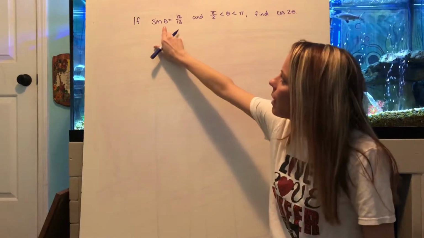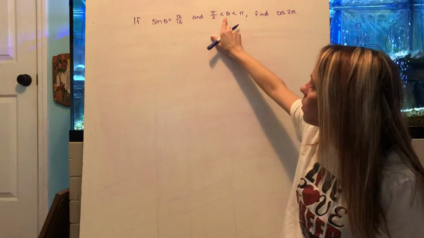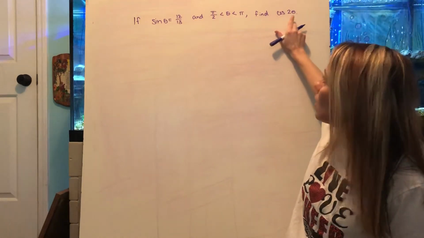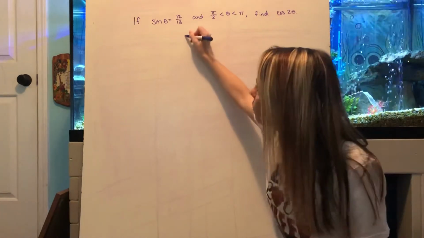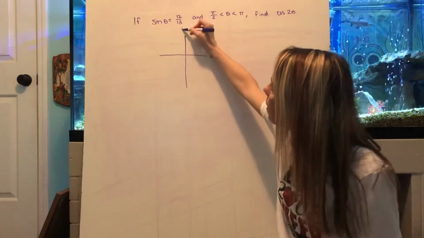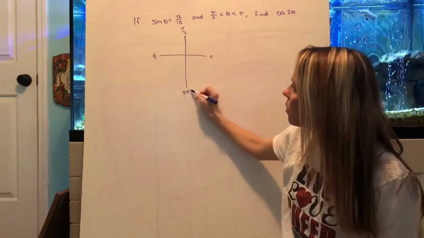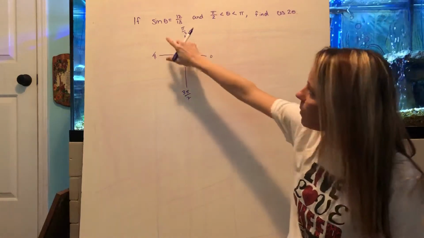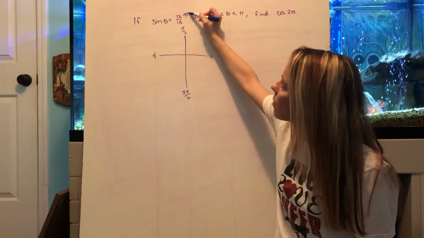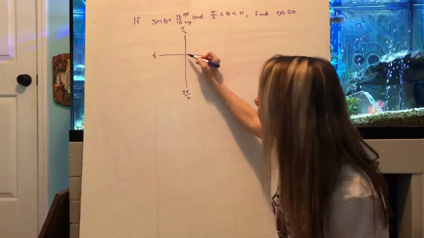If sine theta equals 12 over 13, and pi over 2 is less than theta, which is less than pi, find cosine 2 theta. So first I'm going to draw my quadrant. I've got 0, pi over 2, pi, 3 pi over 2. So I know I have to be in this quadrant. Sine is opposite over hypotenuse, so I'm going to draw my triangle.